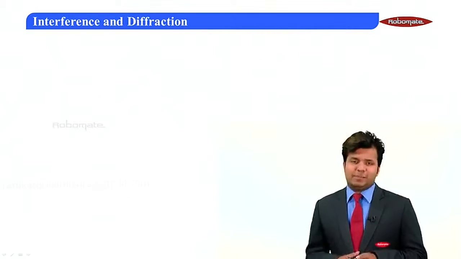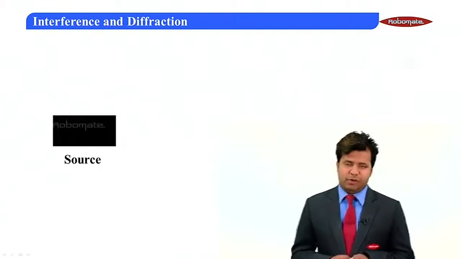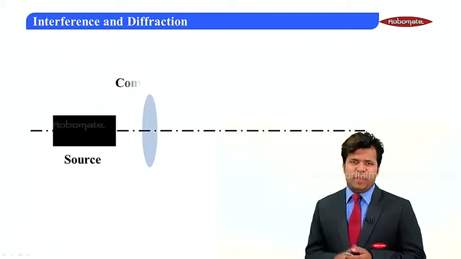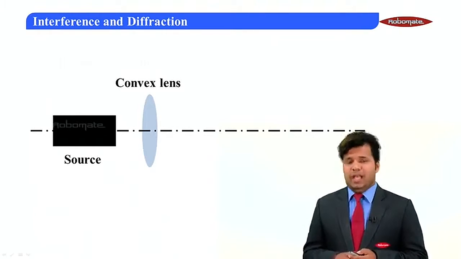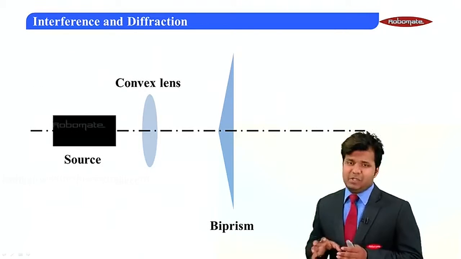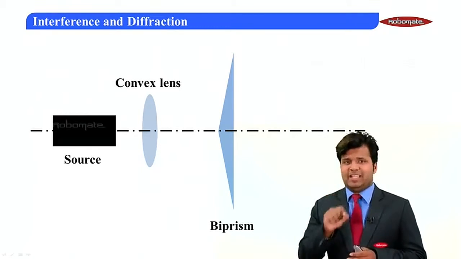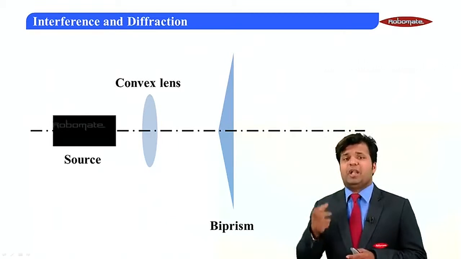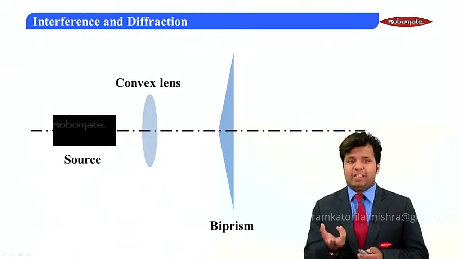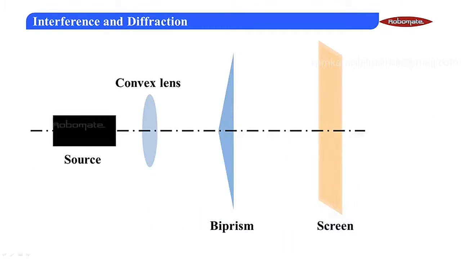But before that, let me explain the important components of this experiment. We have a source first of all. That source emits light, and we keep a convex lens in front of that source. In front of the convex lens, I keep the biprism. Why is the convex lens used between the biprism and the source? The convex lens converts the source into one single source, and that single source is converted to two virtual sources by the biprism. To see the interference pattern obtained from the two virtual sources, I consider a screen kept at a distance from the biprism.